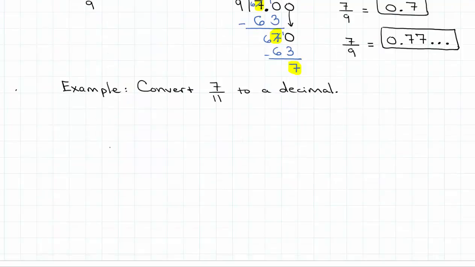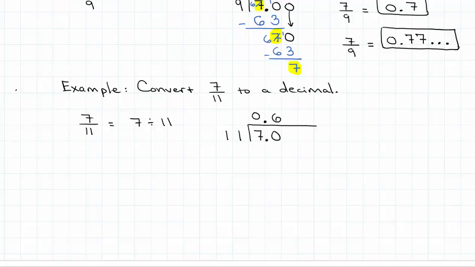So if we have 7/11, remember 7/11 still means 7 divided by 11. We're going to set this up. We're going to write the 11 on the outside. We're going to write the 7 on the inside. 11 goes into 7 0 times. We'll put a decimal, line it up directly above, add a 0. 11 goes into 70 6 times. 6 times 11 is going to give me 66. And if I subtract, I'm going to get 10 minus 6, and that's going to be 4.